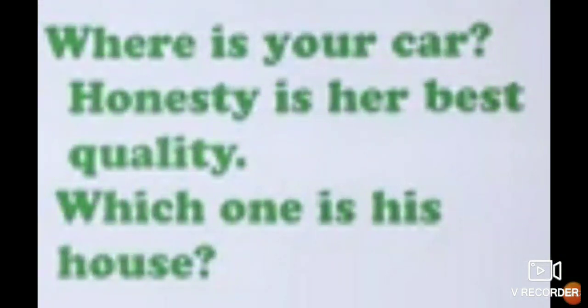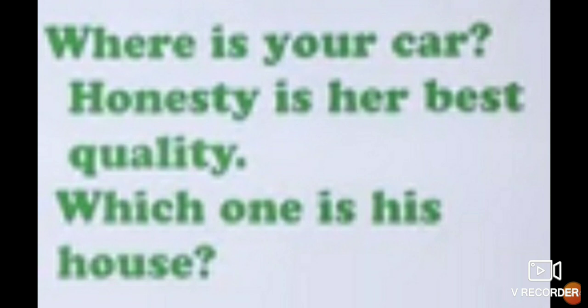Where is your car? We can see some examples. Where is your car? We are talking about whose car? Your car. We know that a determiner is placed before a noun. Here car is the noun, and before it your is placed. So your is also telling the possession. Whose car? Your car. So your is here what? A possessive determiner. Honesty is her best quality. Now, honesty is her best quality. So again, what is her here?